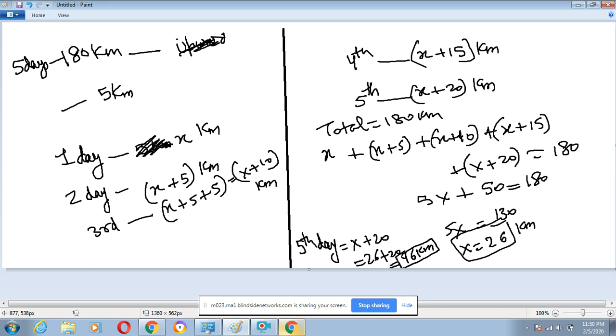So you just have to imagine the whole thing and go step by step, write down everything. First day x kilometers, second day x plus 5, third like that. And just add, I know, total 180 kilometers, 5 days.